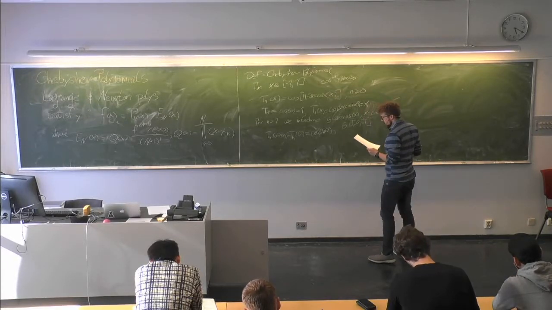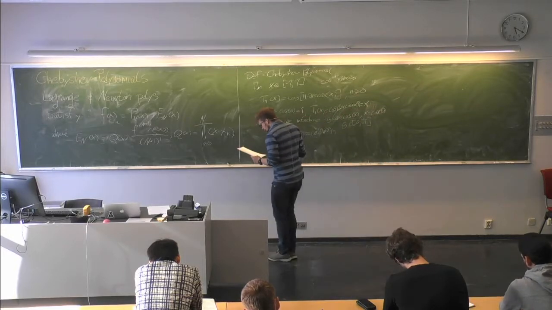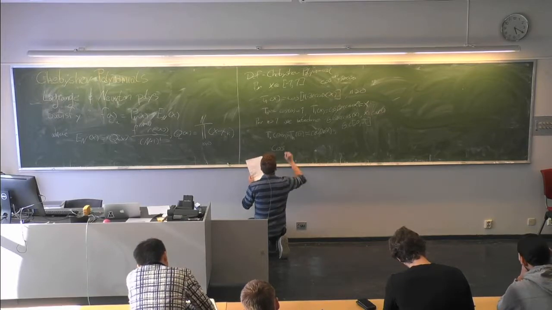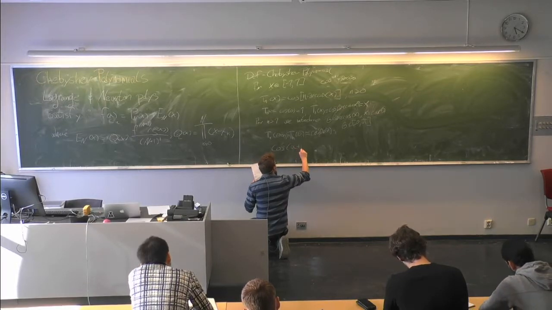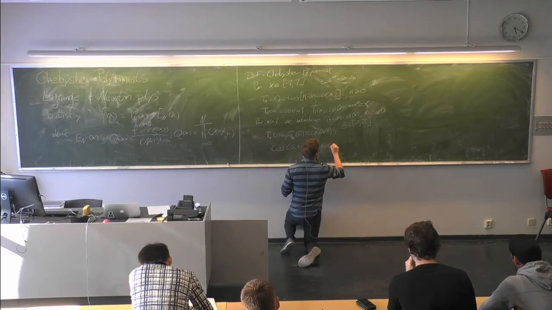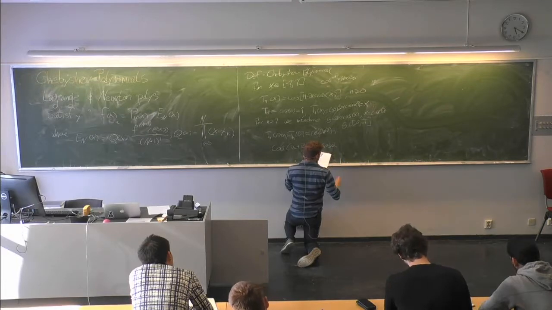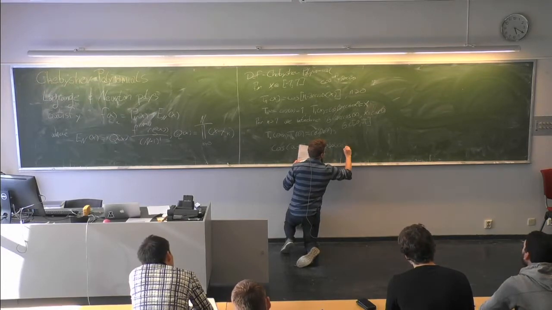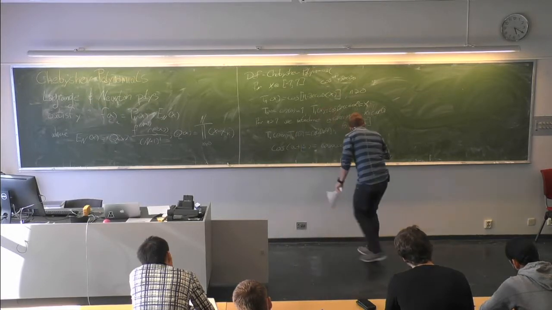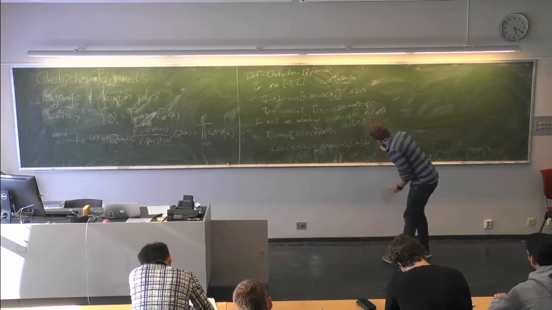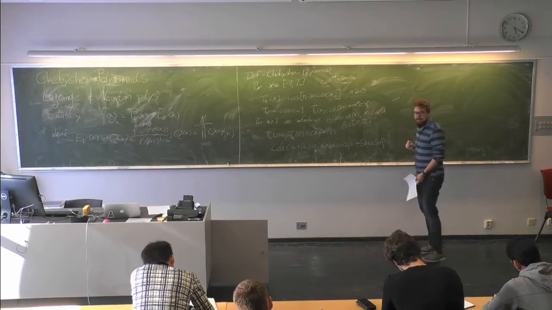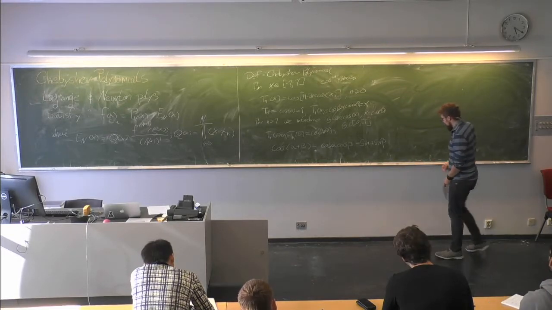And then we remember that cosine of alpha plus beta equals cosine alpha cosine beta minus sine alpha sine beta. That's a trigonometric relation.